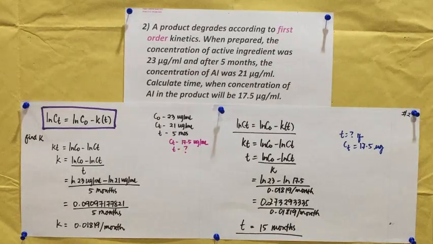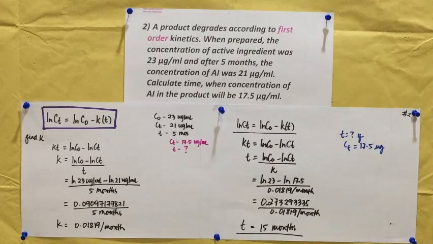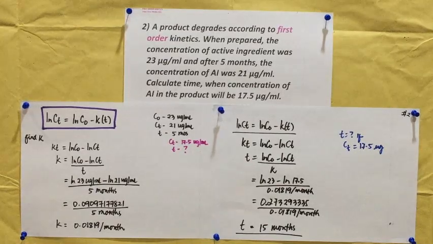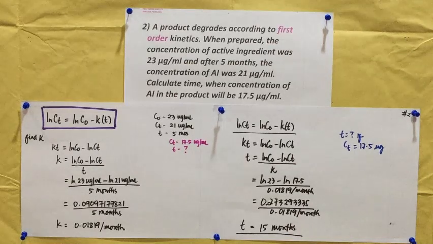Problem number 2. A product degrades according to first order kinetics. When prepared, the concentration of the active ingredient was 23 microgram per ml, and after 5 months, the concentration of the active ingredient was 21 microgram per ml. Calculate time when concentration of active ingredient in the product will be 17.5 microgram per ml.